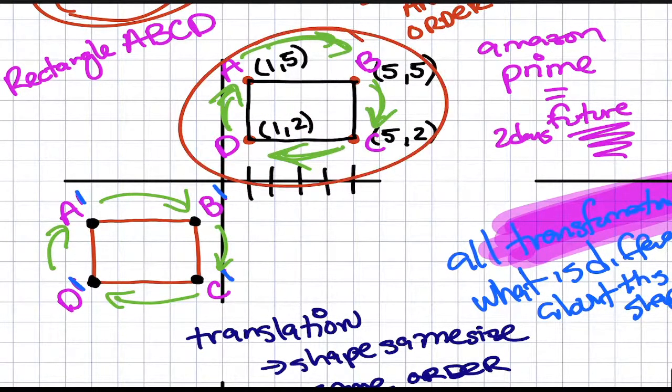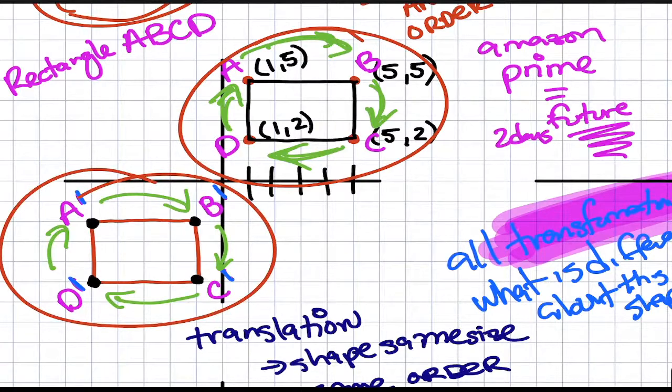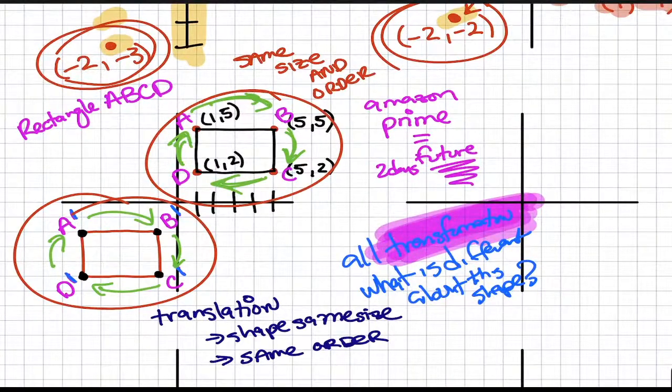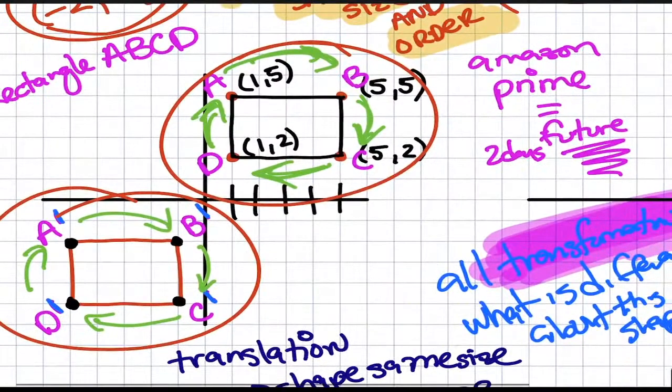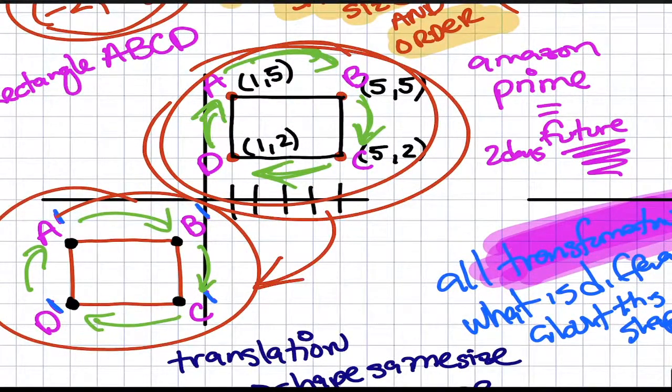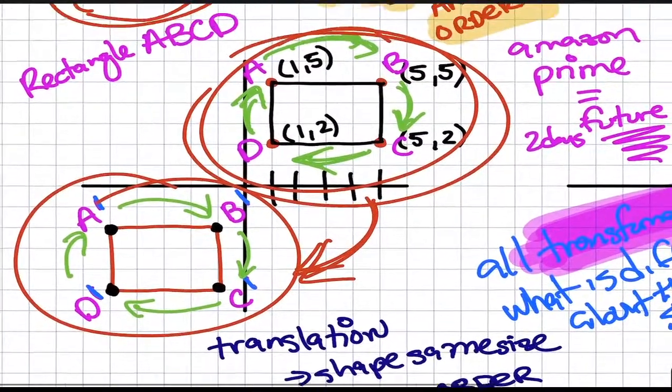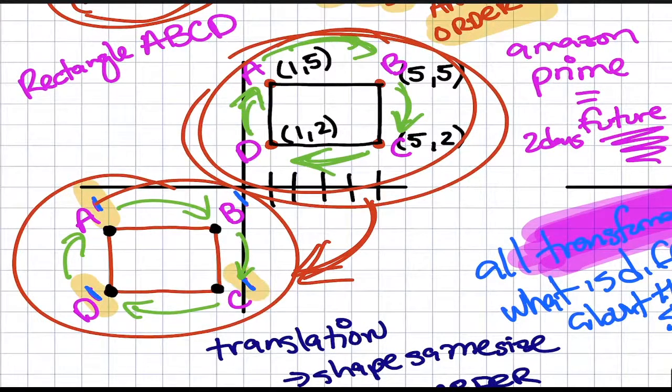This is a translation. Translation is when you move a shape and keep the exact same size and the exact same order, but you moved it. So we moved this box over here. How do you know you moved this box down here, Mike? Because remember, we show that with this symbol right here, that this is in the future, this is what happened after the fact, okay?